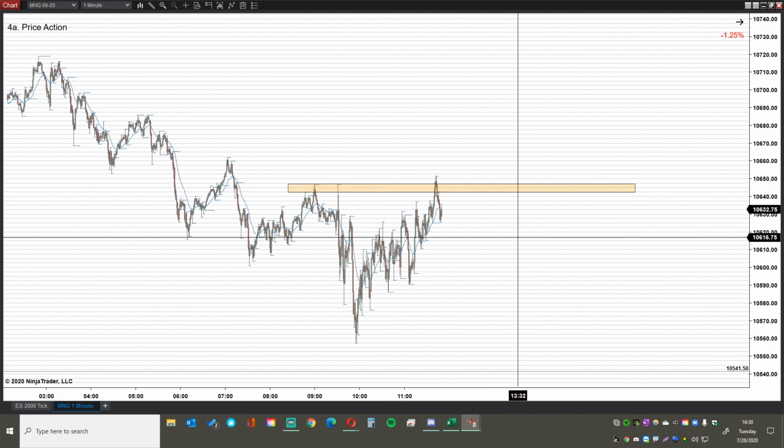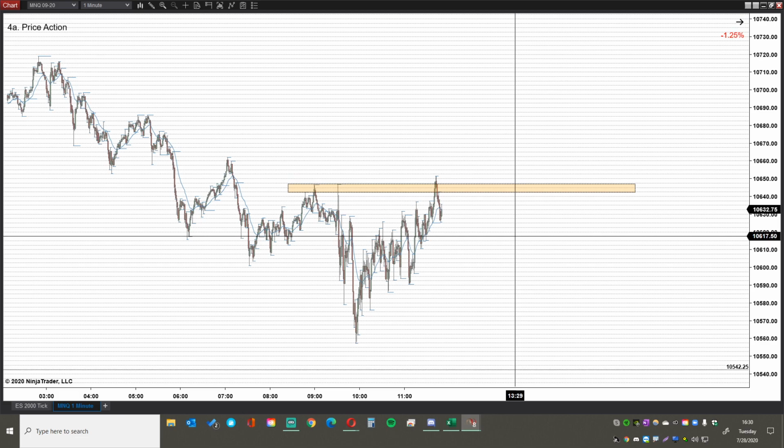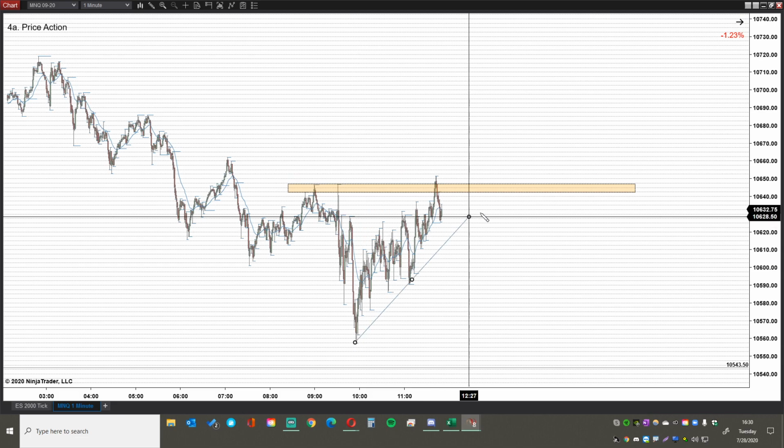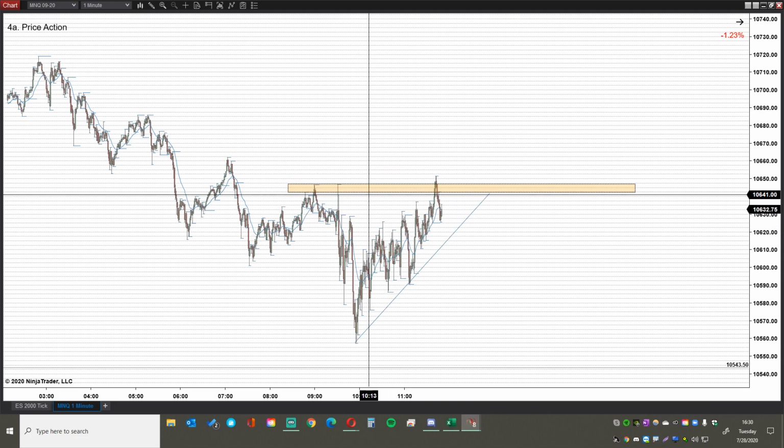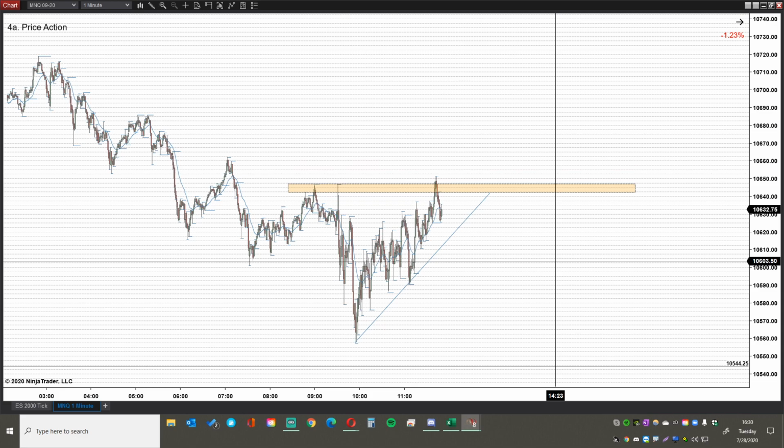Very, very helpful to just zoom out and orient yourself in the bigger picture and take a mental check every 10, 15, 20 minutes. Hey, where am I? Right? Am I at the top? Am I at the bottom? Are we in a range? Are we sideways? Do we have rising support? I don't want to be a seller into rising support, right? I don't want to be a buyer into rising resistance.